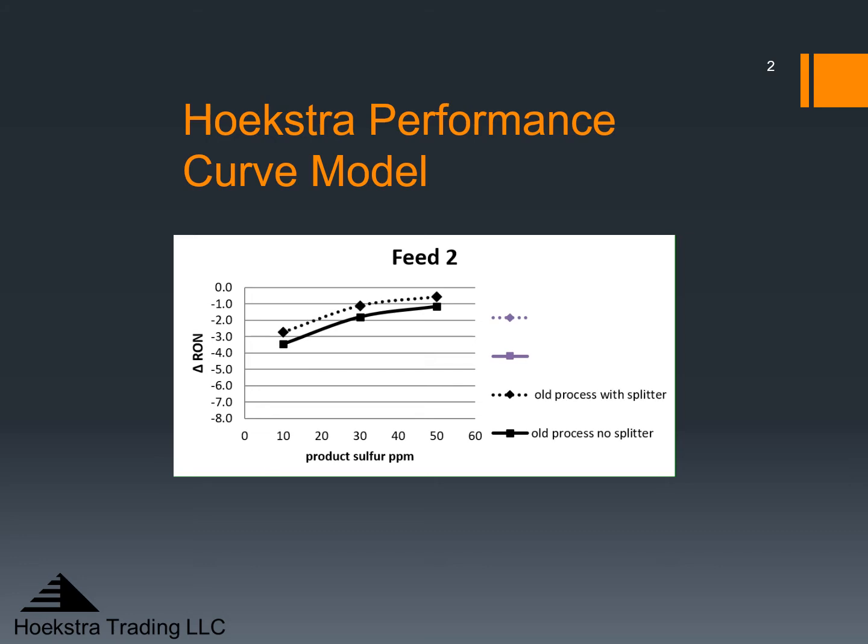Now we add a splitter that removes the C5- light naphtha, and we calculate the dashed curve, which is higher because the C5 olefins are now bypassing the hydrotreater and are not being saturated. That octane savings is calculated and reflected in the curve. And we return to feed 1 and see the effect of a splitter for this feed.